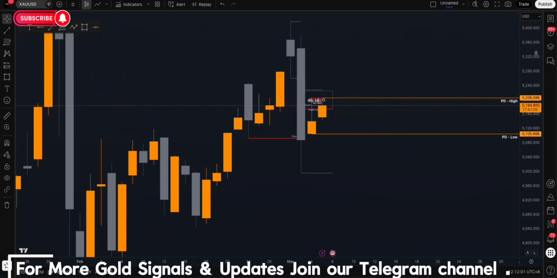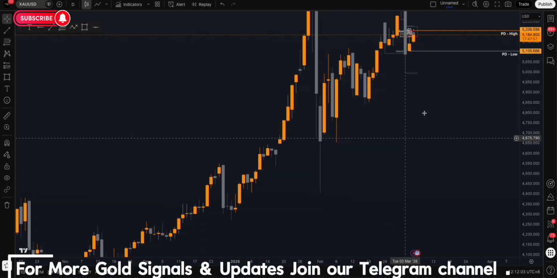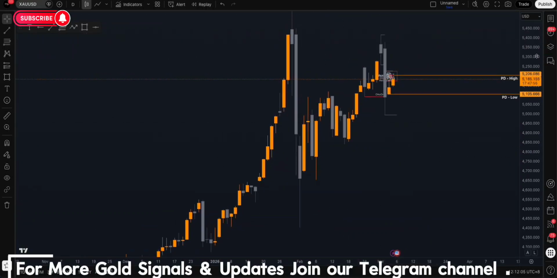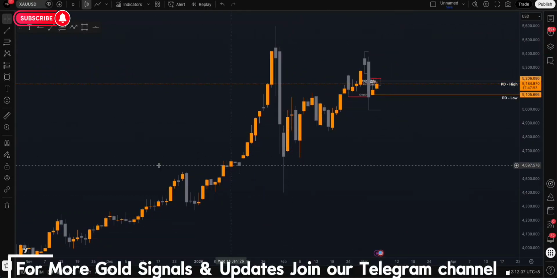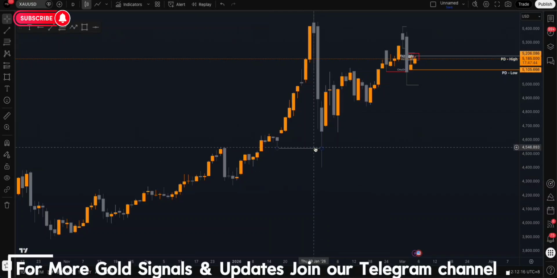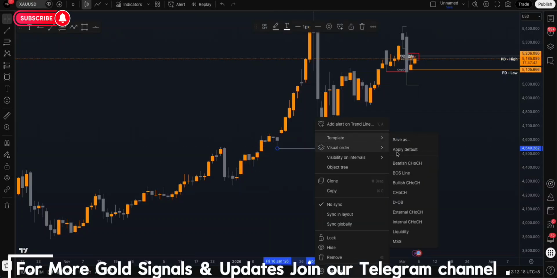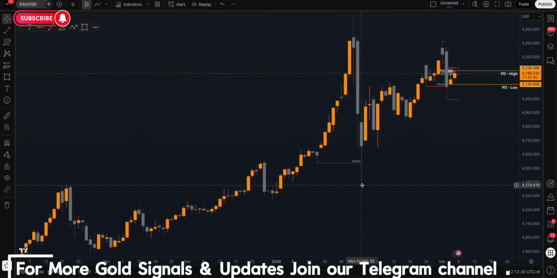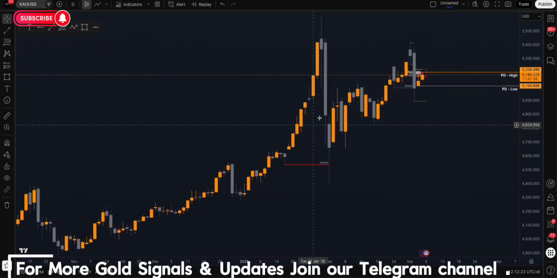On the daily, technically, we are looking at bearish market structure with this change of character right here. However, this is a weak change of character because price failed to close below this swing low on the daily.